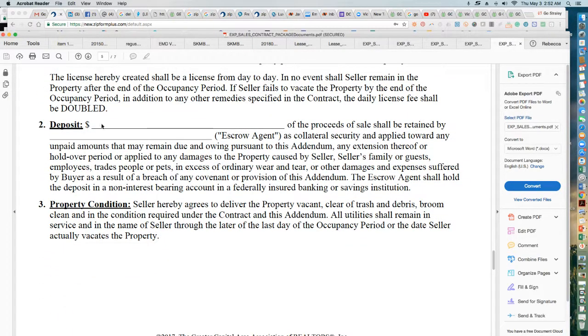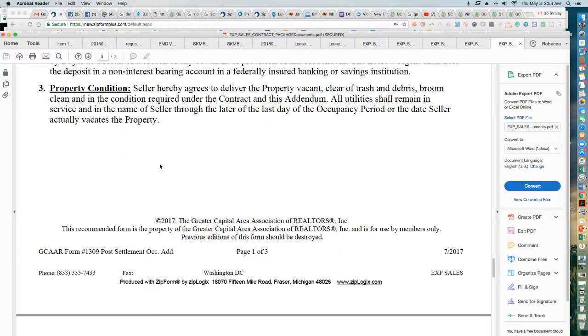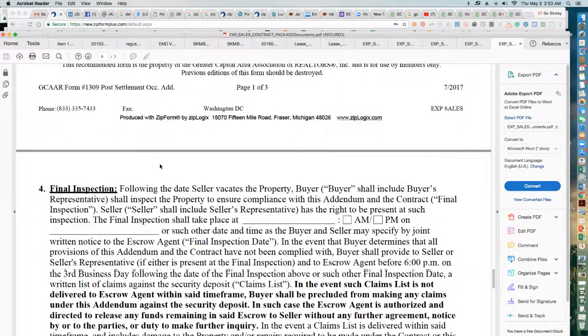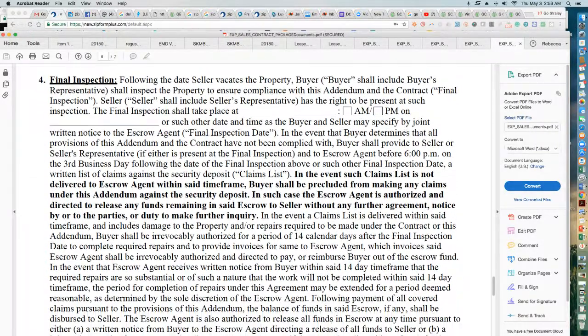The deposit amount. So let's say it's $2,000 of the proceeds of the sale shall be retained by home, because you don't necessarily want to give this to the buyer or to the other party. You want it to be held by a third party. So decide who's going to be holding it there and make sure that you identify the total amount and who's going to hold the deposit. And then the contract takes care of the conditions and what will happen next.